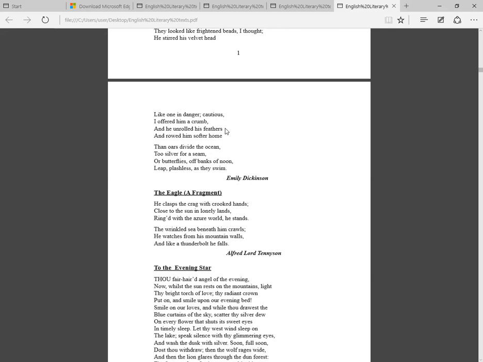Like one in danger, cautious, I offered him crumb, and he unrolled his feathers and rode him softer home. What is the pattern? A B C D. A, B, C, D, E, F, G, H, I, J, K, L, M.